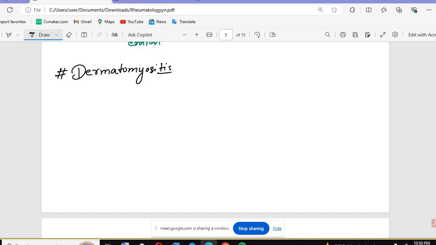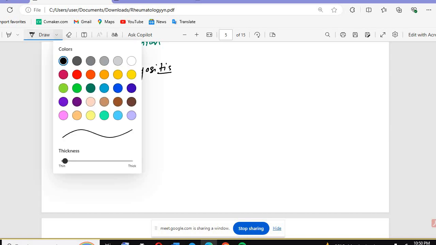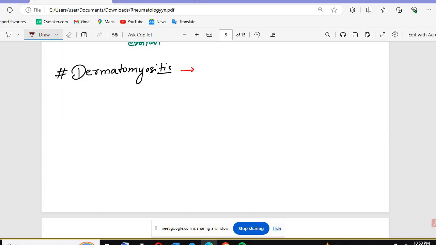If we talk about dermatomyositis, it is an autoimmune condition. It is an autoimmune connective tissue disorder.